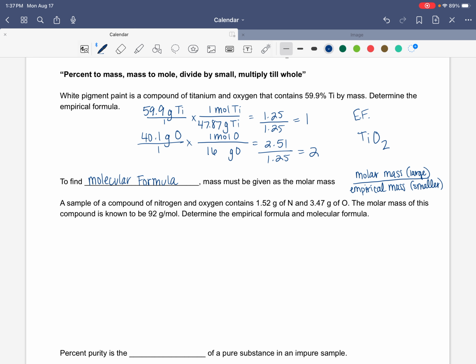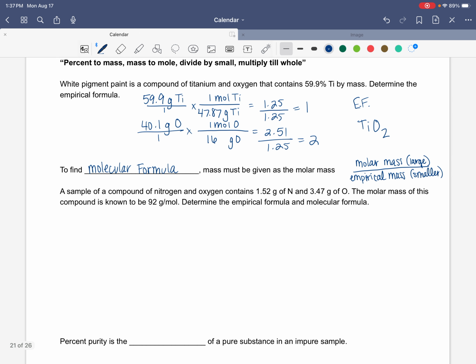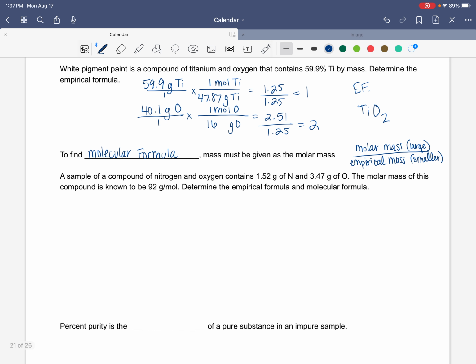of the subscripts by. So for this practice problem, a sample of a compound of nitrogen and oxygen contains 1.52 grams of nitrogen and 3.47 grams of oxygen. Notice they didn't give us percentages, so we can skip that first step of percent to mass. It's already in mass, so I'm going to go ahead and write those down. So I have 1.52 grams of nitrogen over 1, and then 3.47 grams of oxygen over 1. It tells us that the molar mass of the known compound is 92 grams per mole.